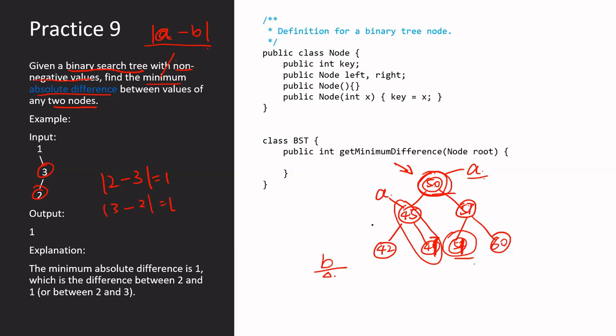The B doesn't have to be 50 anymore because you already finished your calculation between 50 and 54. But in other words, once you fix A to a node, you literally need B to be everything else that goes below it. Okay, does this make sense?